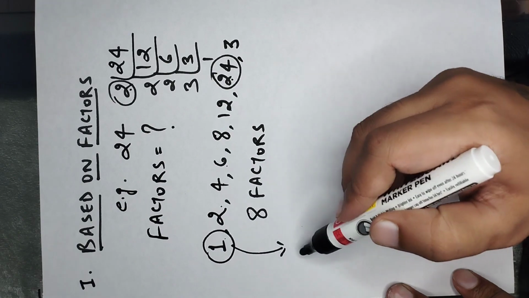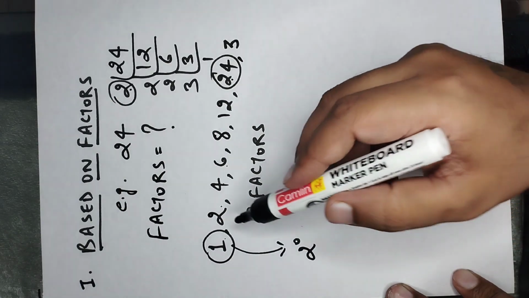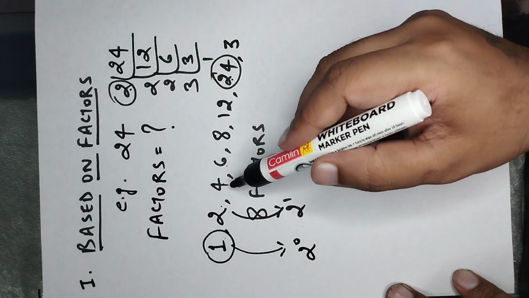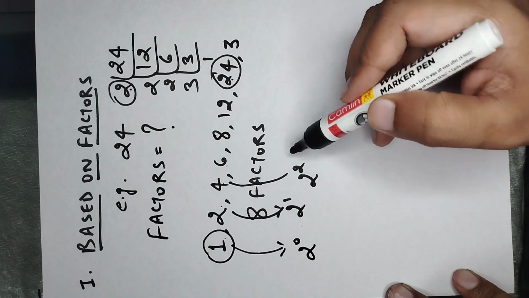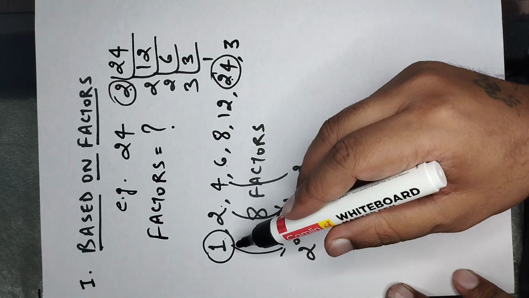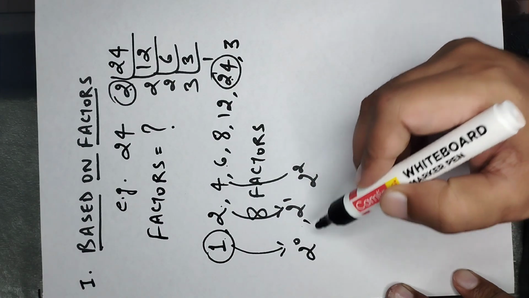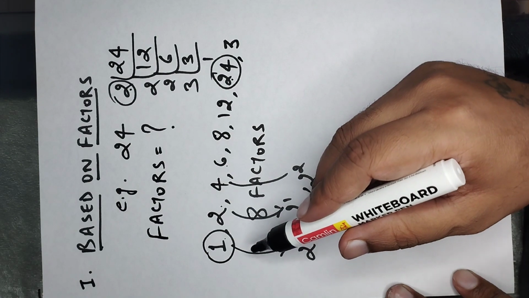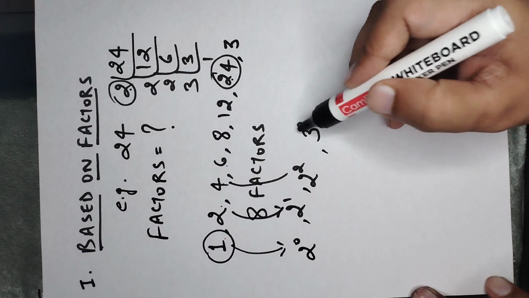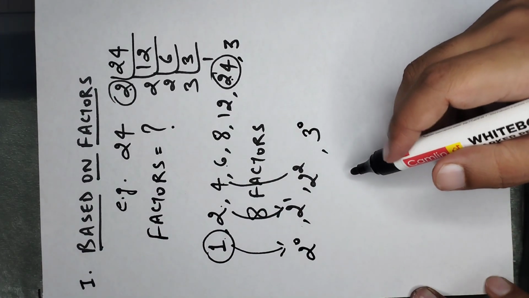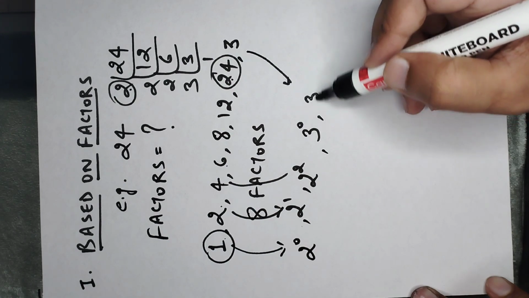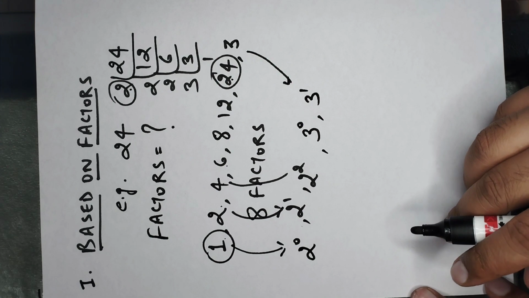I can write this 1 as 2 raised to the power 0. Similarly, I can write this 2 as 2 raised to the power 1, and this 4 as 2 raised to the power 2. This 1 can be written in two ways: either 2 raised to the power 0, or 3 raised to the power 0. And then I can write this 3 as 3 raised to the power 1.